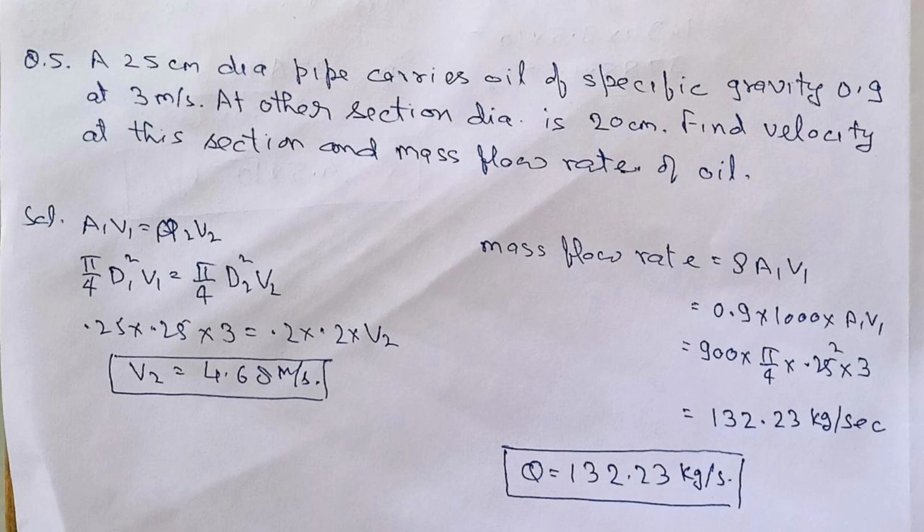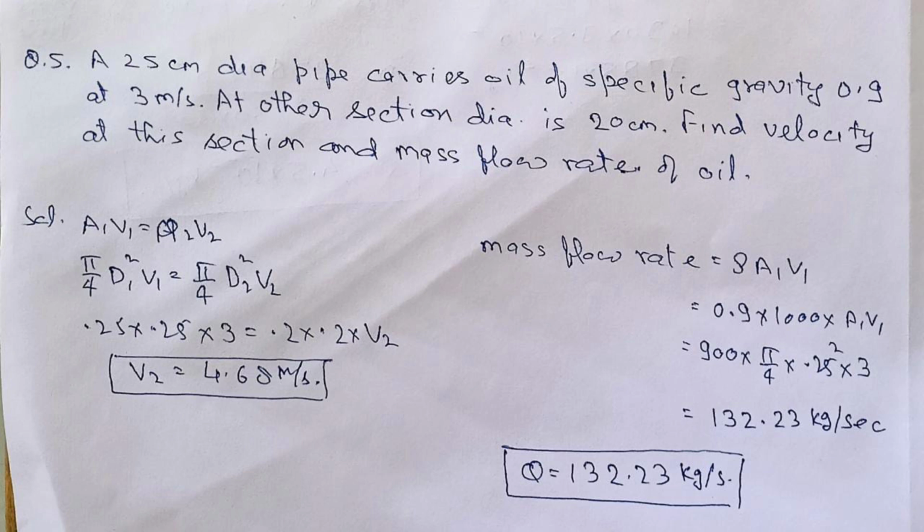So for finding out the velocity at other section, we can use equation A1 V1 equal to A2 V2, pi by 4 D1 square V1 equal to pi by 4 D2 square V2. So D1 square V1 equal to D2 square V2. D1 is given as 0.25 meter and D2 is given as 0.2 meter. So 0.25 into 0.25 into 3 equal to 0.2 into 0.2 into V2. So in this way we can calculate V2 as 4.68 meter per second.